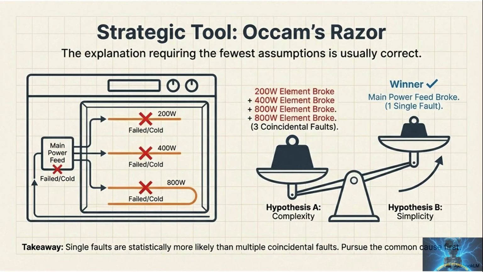Occam's razor is a field-friendly statistic. The explanation requiring the fewest assumptions is usually correct. One single common failure is usually more likely than multiple simultaneous unrelated failures. So pursue the most probable single fault first. Power supply missing, feed broken, protective device open, common point lost, connector failure, one sensor failed, one actuator jammed.